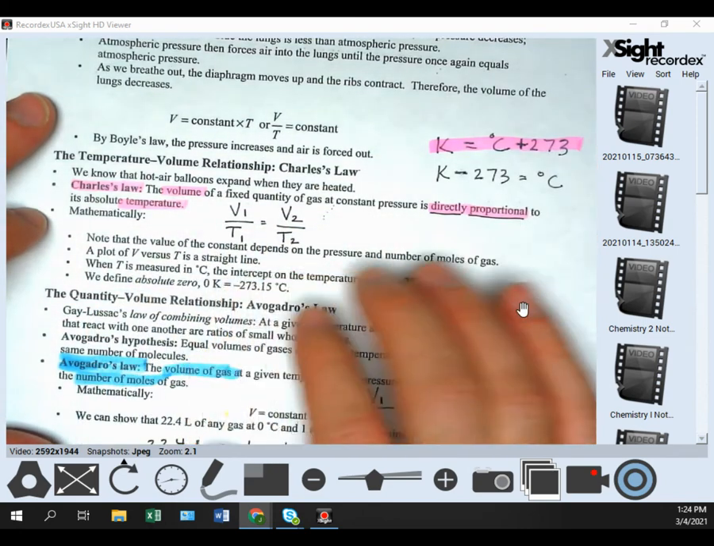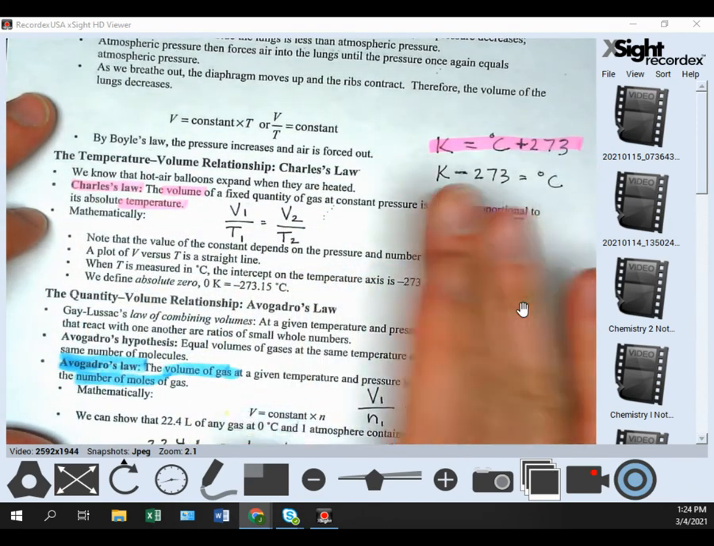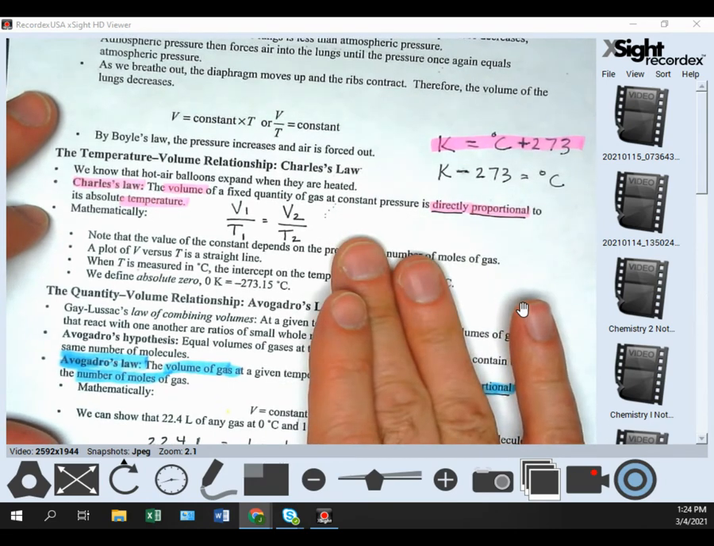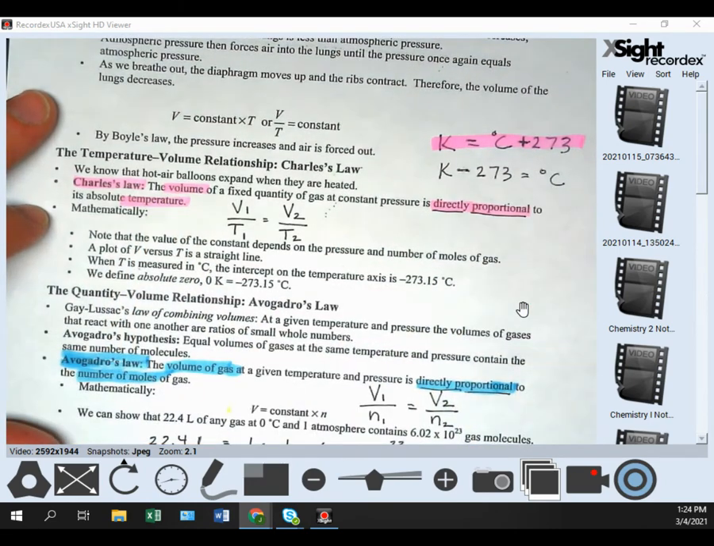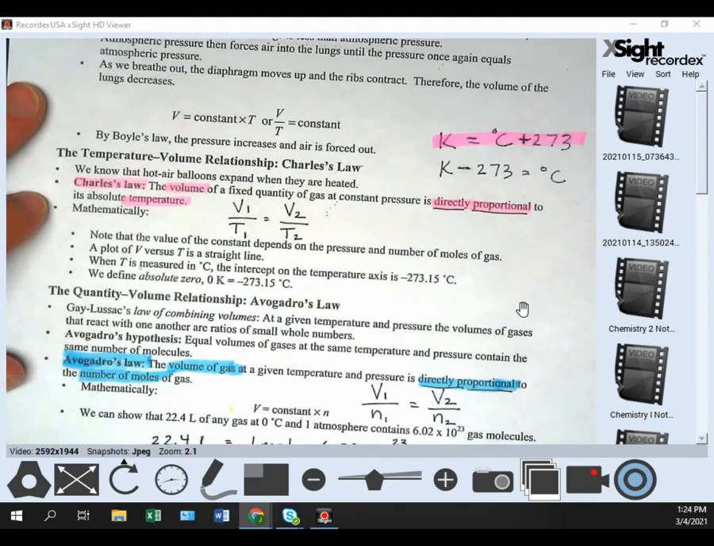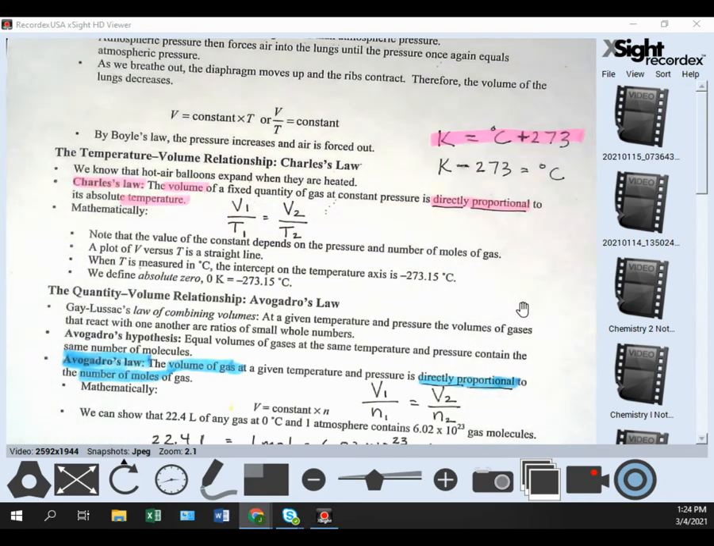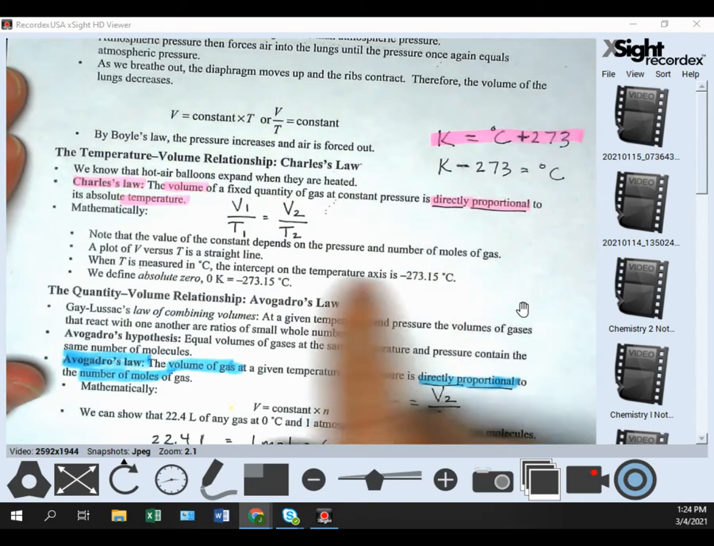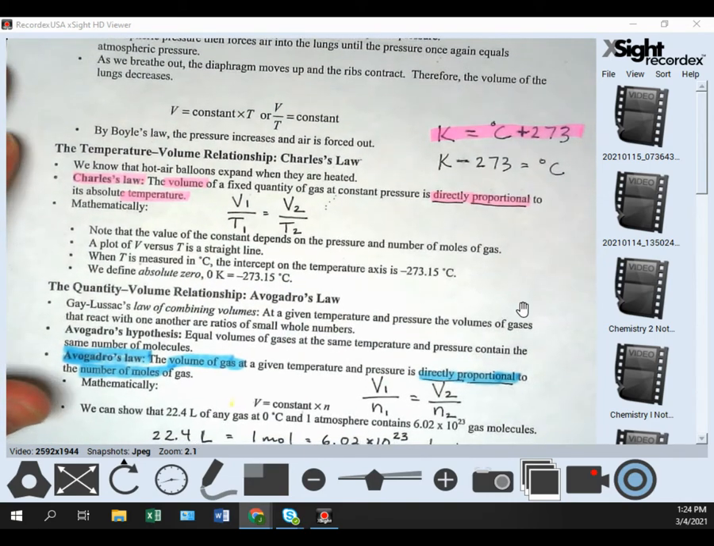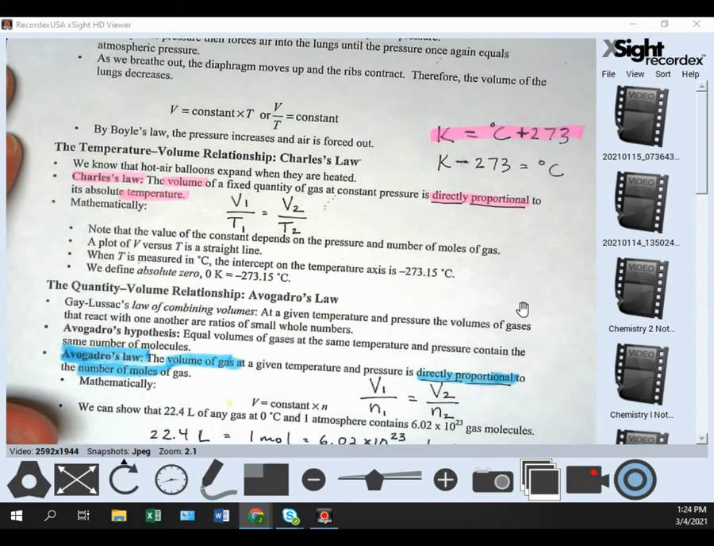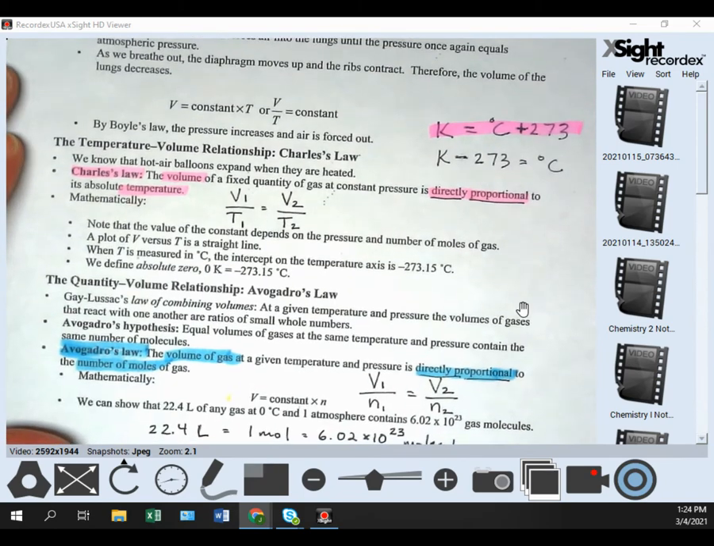So that's Charles' law. They use the hot air balloon example, which is actually a pretty good one. As you heat the air in the hot air balloon, the amount of air in the balloon doesn't change. As the temperature heats up, the volume expands, which causes the balloon to fill up. It also changes the density, which is why it floats. But that's the relationship between temperature and volume. Questions on that?